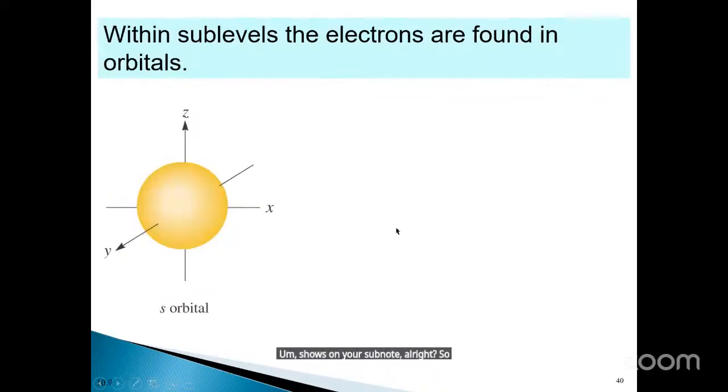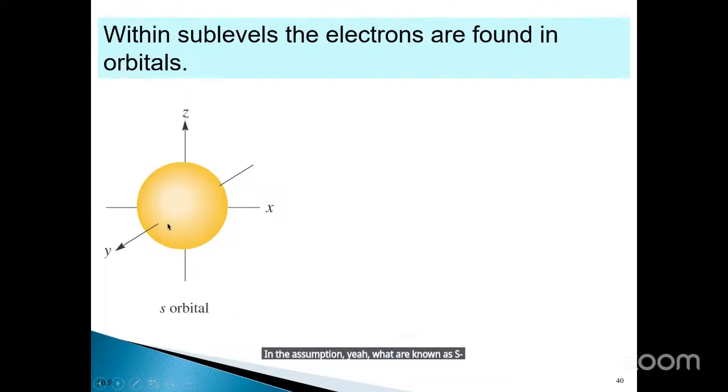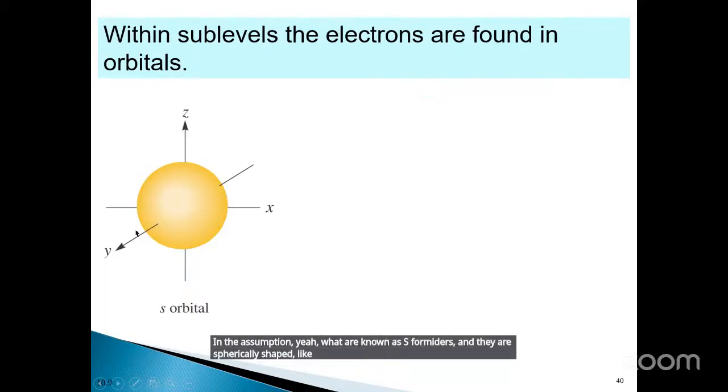So this is just summarizing the shapes of the different orbitals within the subshells. In the s subshell, you have what are known as s orbitals, and they are spherically shaped like a ball, as you can see here, right?